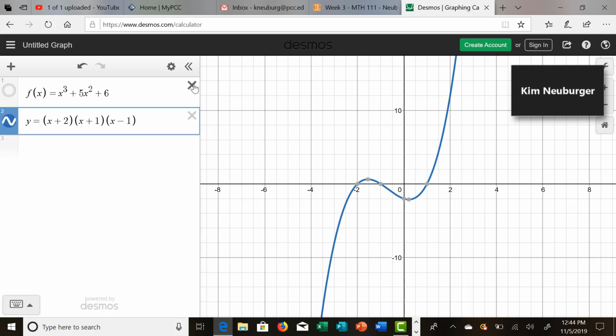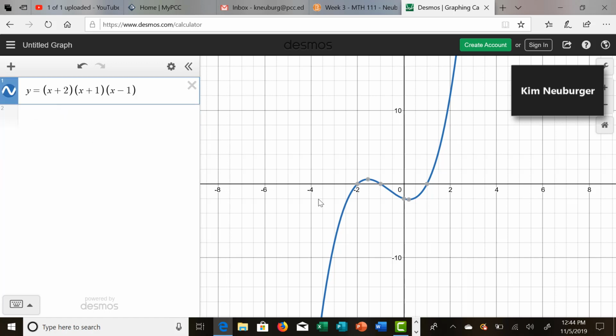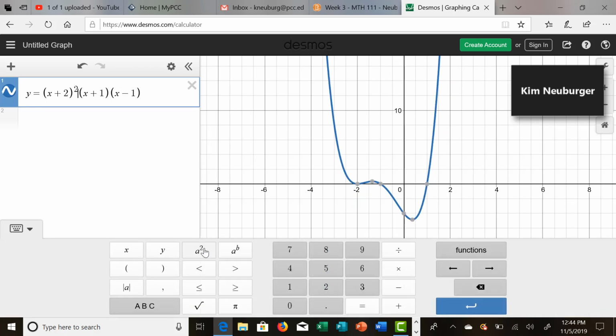Let's take a look at one other thing. So far, our factors have all had a single exponent on them, and we've just gone through the x-axis. What happens if I put a square on one of these? So I'm going to go ahead and square that one. Notice now I have two factors here. So this x plus 2 counts as two of them because of the 2 on the top. That's considered a multiplicity of 2.